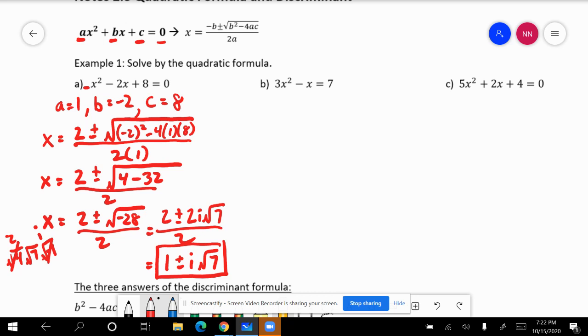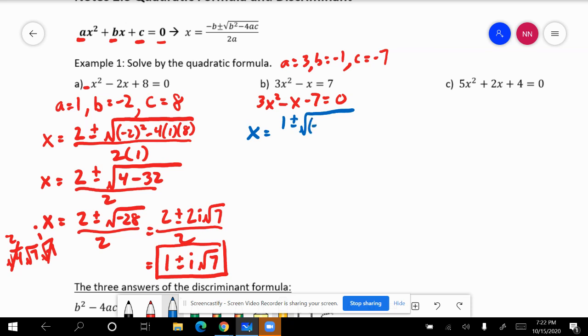Now looking at letter B, notice that it's not equal to 0. So first we bring over the 7. So we have 3x squared minus x minus 7 equals 0. My a value is 3, b value is negative 1, and c value is negative 7. When we plug it in, x equals positive 1, because negative b would make the negative 1 a 1, plus or minus the square root of negative 1 squared minus 4 times 3 times negative 7. We divide the whole thing by 2 times 3.